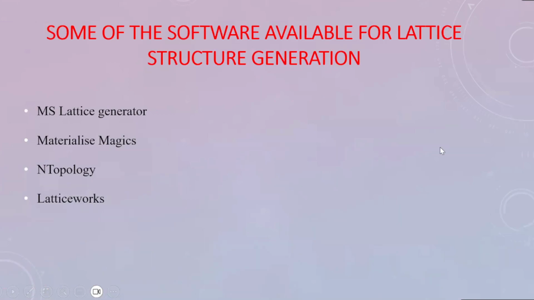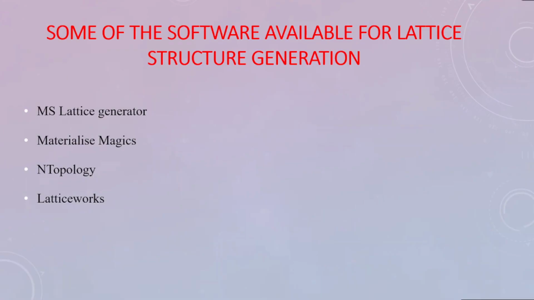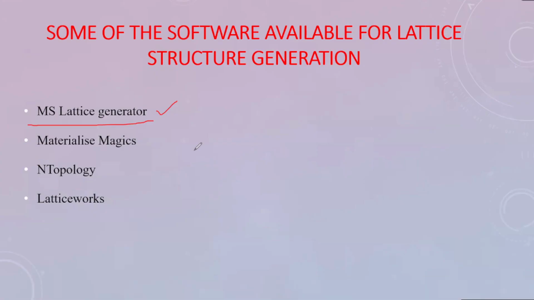And related to the people who asked about the software solutions, whatever they told, applications, advantages, types, everything is a concept. But as a researcher or as industry, how can we take it and make a physical product? We need to have some design, right? So for creating the design, these are some of the software solutions which are available. We can have this MS lattice generator, which is open source, and here this Materialise Magics, which is commercial, and nTopology, and then Latticeworks.